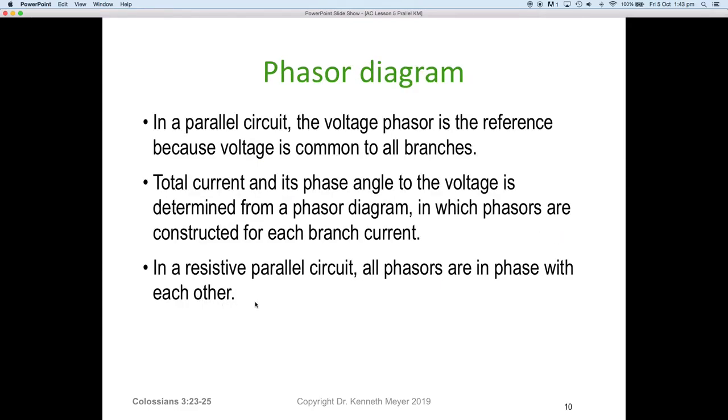So what does the phasor diagram look like? In a parallel circuit, the voltage phasor is the reference phasor because the voltage is common to all the branches. The total current and its phase angle to the voltage is determined from a phasor diagram in which the phasors are constructed for each of the branch currents. And finally, in a resistive parallel circuit, all phasors are in phase with each other.